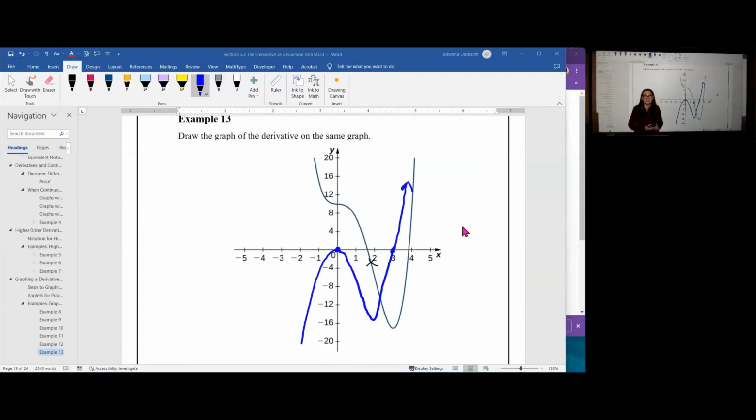In the next video on this section, we'll take a look at graphing the derivative from the graph of the original function. Join me for the next video on derivatives.